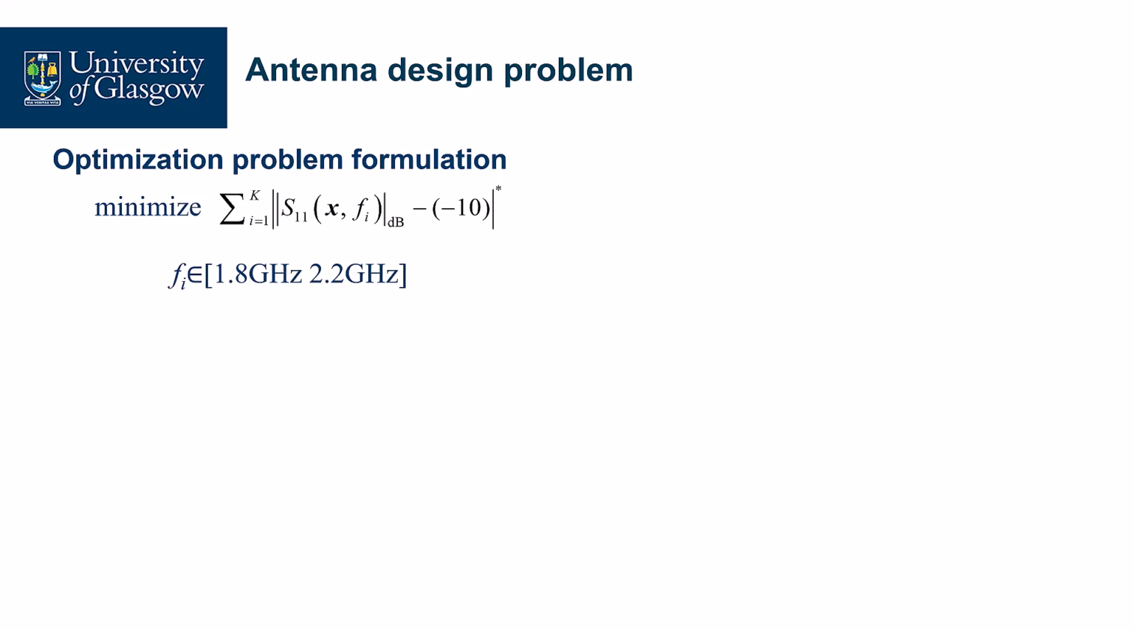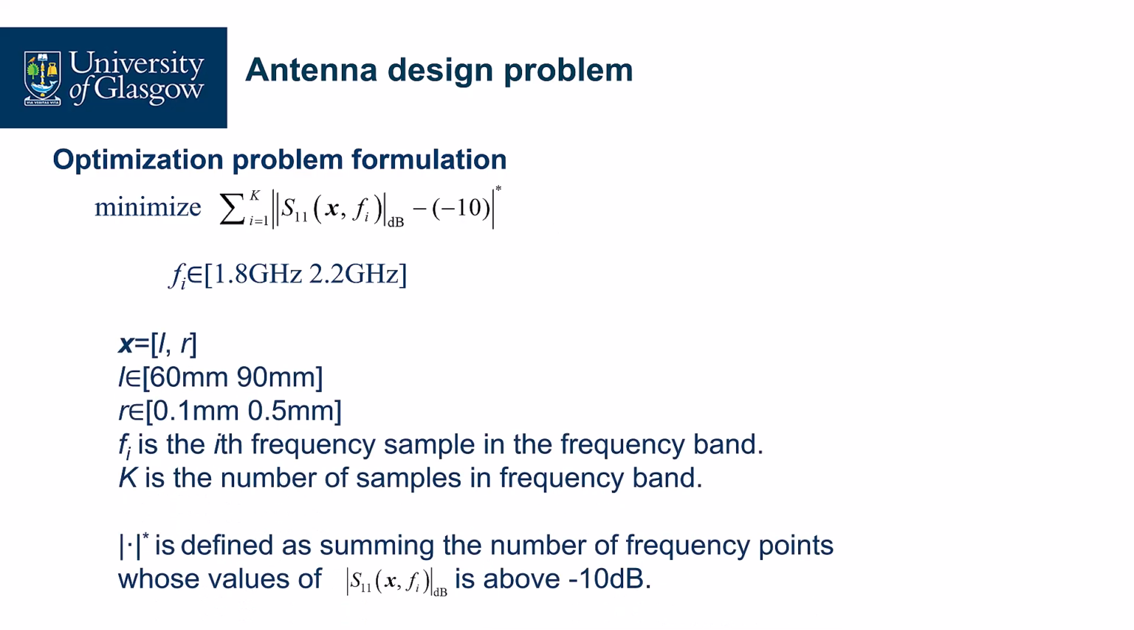We sample K frequency points, and at each frequency point, we get the magnitude of S11 for a certain design. At some of the frequency points, the magnitude of S11 is above minus 10 dB. We don't want that, so we will count these numbers. Then we will minimize the total number of these frequency points. When this becomes 0, it means all the frequency points have S11 magnitude below minus 10 dB.